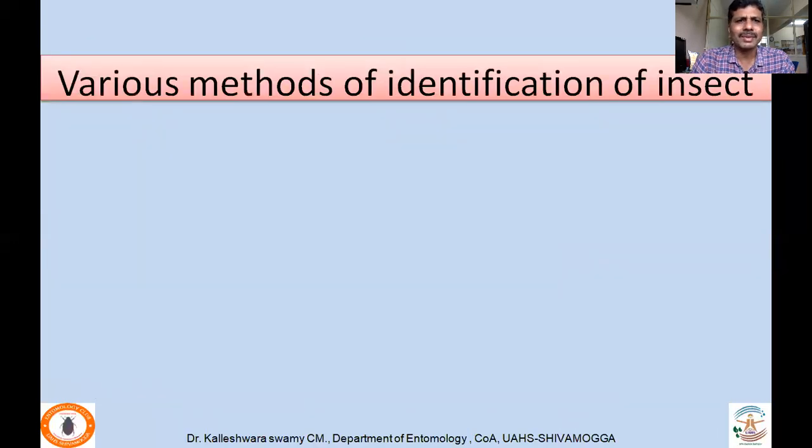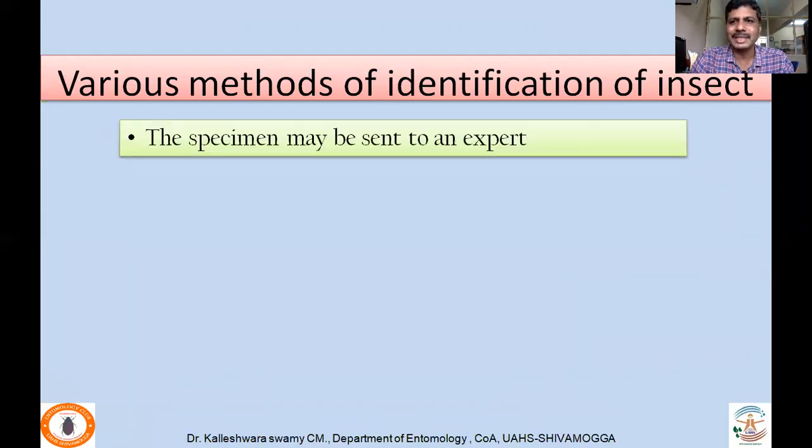Then what are the different methods of identification of insect species? We will not get a specialist who can identify insects for all the groups. So how are you going to identify the insect which you are collecting? The specimen may be sent to an expert. You will never get a person who can identify all those 10,50,000 species. There are specialists around the world.